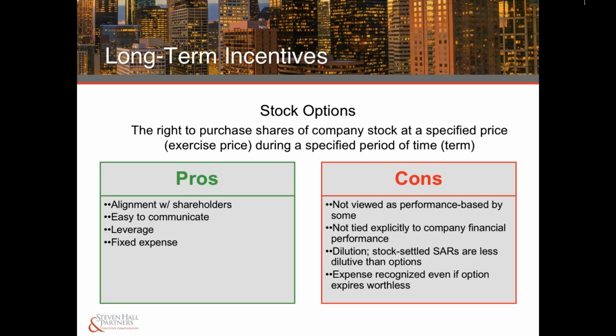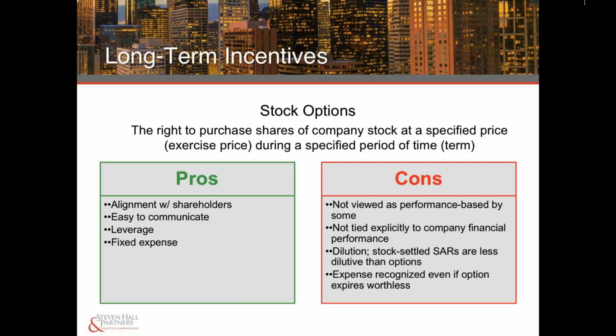So stock options, you have alignment with shareholders. They're easy to communicate both internally and externally. You have leverage in that options are not worth as much as a share because they're only an appreciation vehicle, so you need to grant more of them. So if you were trying to grant $1,000 worth and your stock price was $10, well, you can just grant 100 restricted stock, but you have to grant more than 100 stock options to grant equivalent value.